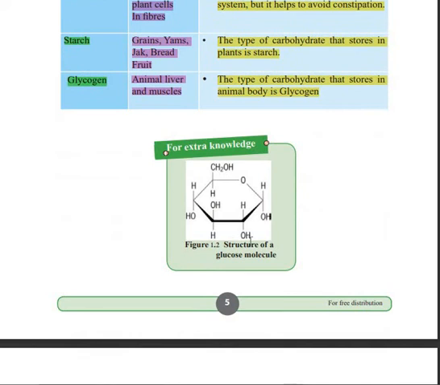Here see, here is a picture. They would ask you in an exam to draw this. This is the structure of a glucose molecule.